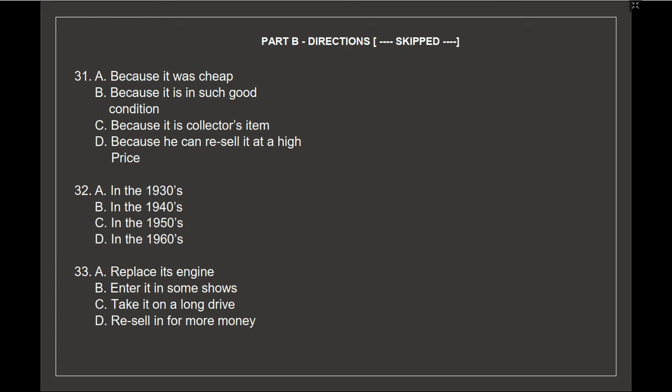Number 31. Why did Don buy an older car? Number 32. When was Don's car made? Number 33. What does Don plan to do with the car he bought?